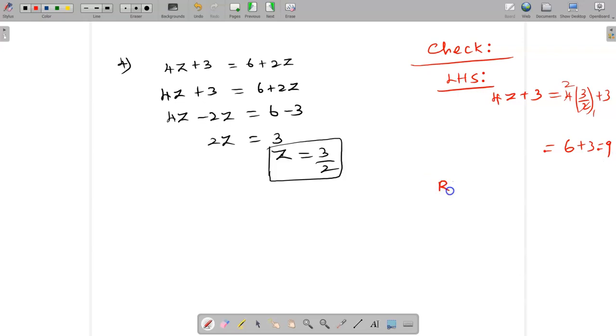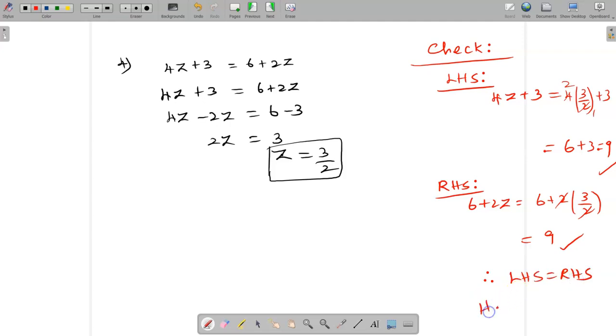And then coming to the right hand side, we have 6 plus 2z, which is nothing but 6 plus 2 into 3 by 2. Again 2 and 2 get cancelled, 6 plus 3 is nothing but 9. So both your left hand side and right hand side are equal. So I can say that LHS is equal to RHS, and hence it is verified.